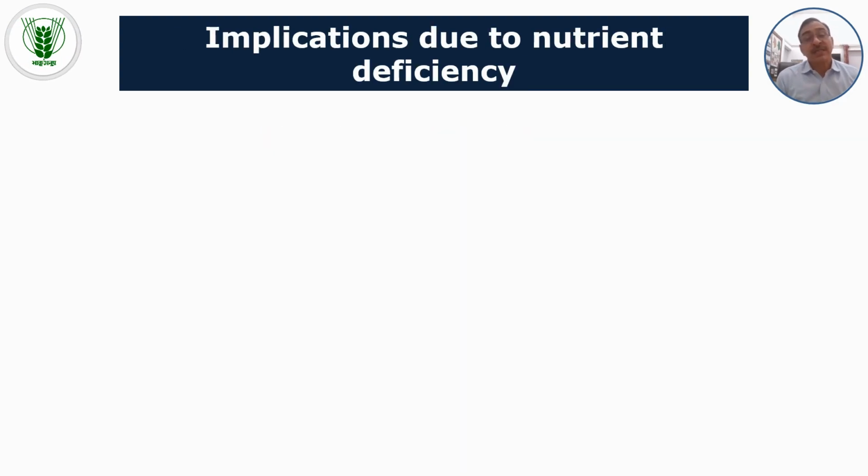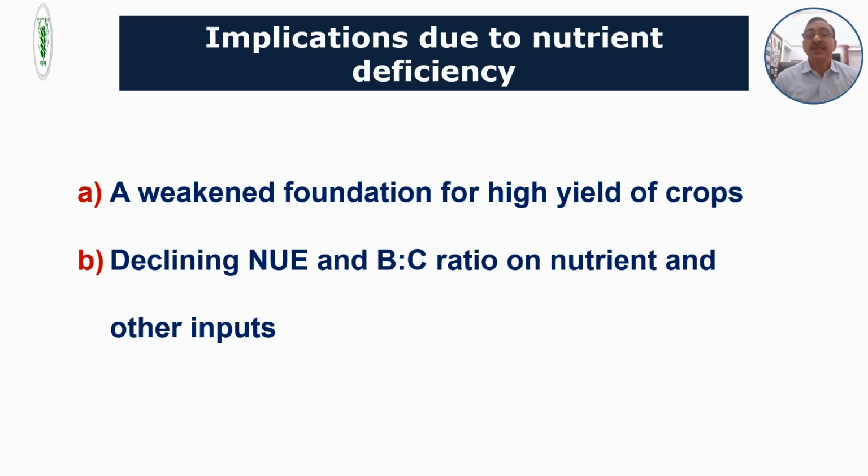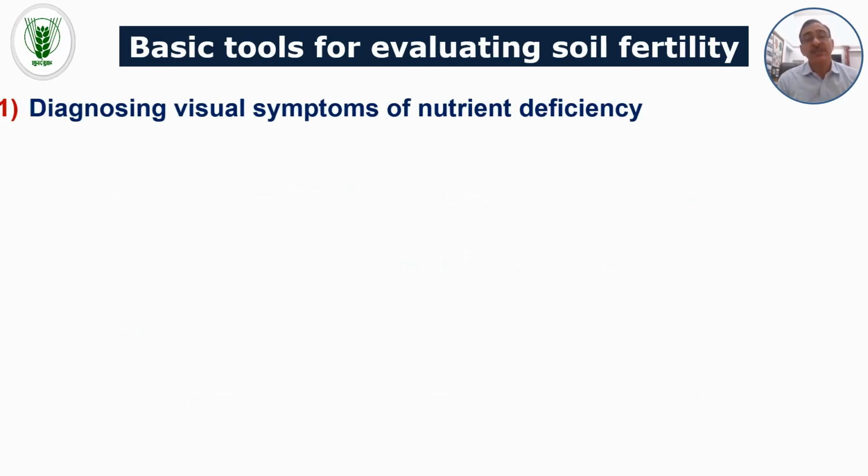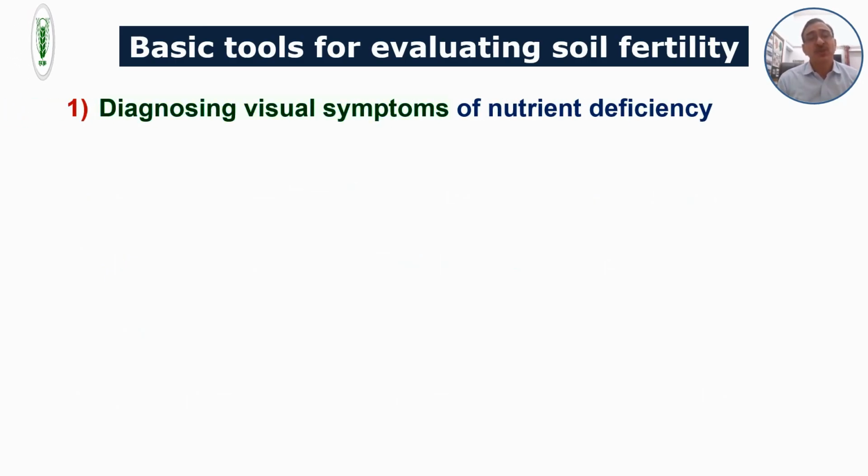So there are certain implications due to nutrient deficiency. Number one is a weakened foundation for high crop yield, and secondly, there's a decline in the nutrient use efficiency as well as the benefit cost ratio, and it is difficult to rectify the soil and the loss which takes place for the crop. And basically, diagnosing the deficiency symptom is a tool for soil fertility assessment.